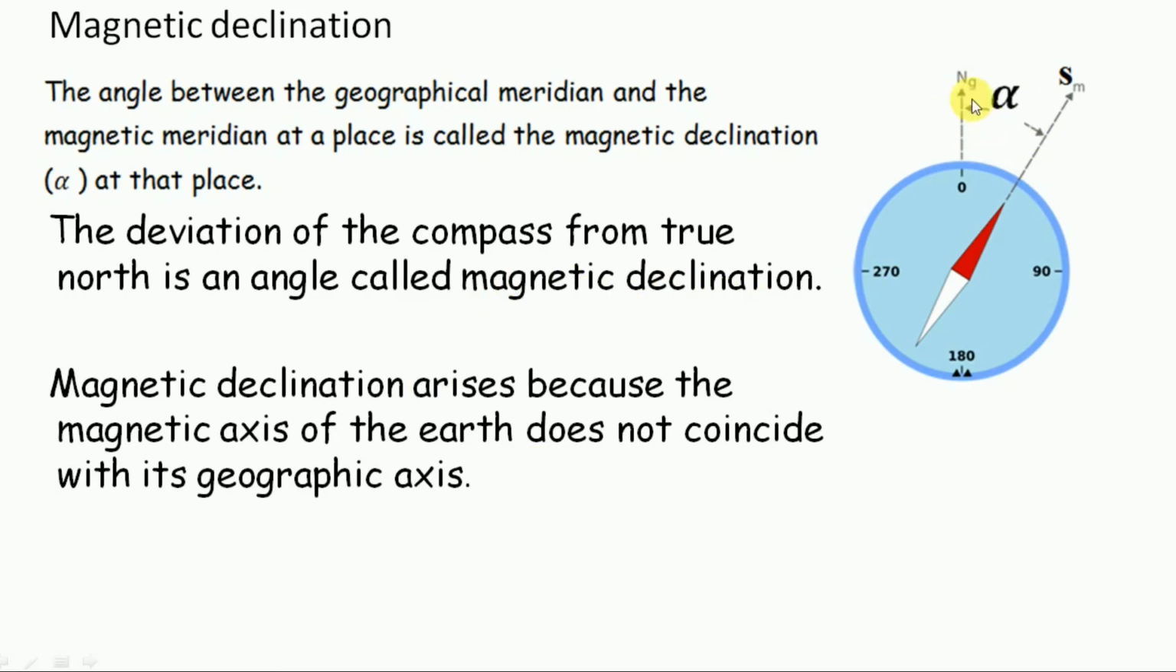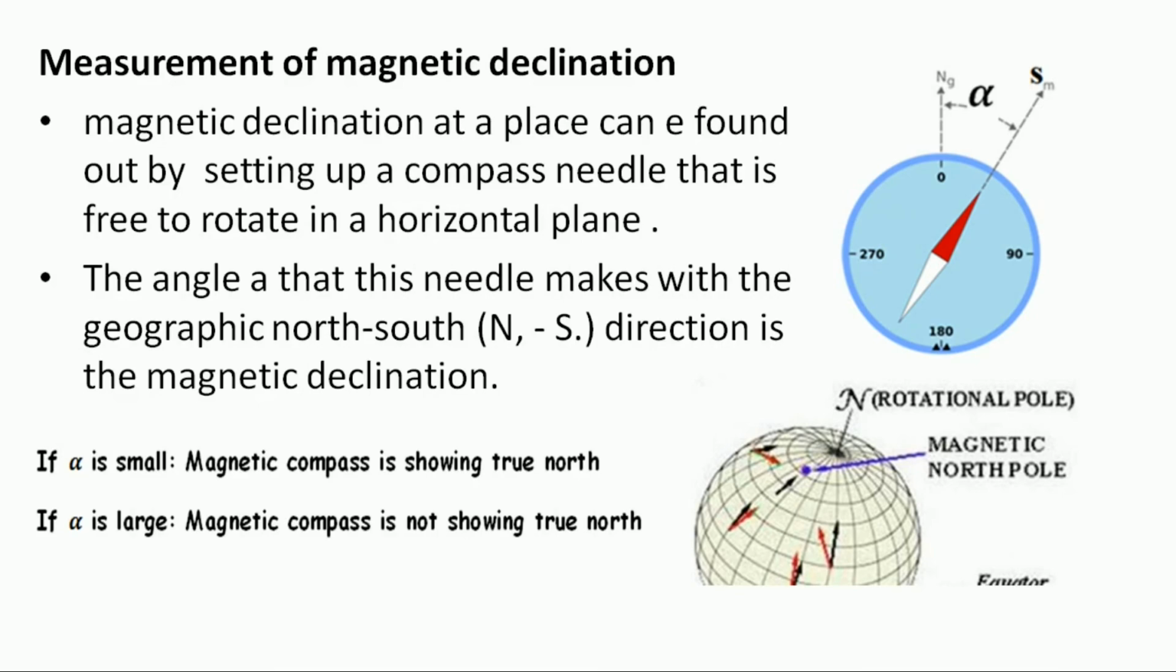And the reason we are having the magnetic declination is that the geographical north and the magnetic south do not coincide with each other. So in order to know the magnetic declination at a place, we have to keep a compass, and whatever angle the compass makes with the line joining the geographical north and the geographical south of the earth is magnetic declination. If magnetic declination is small, that means the magnetic compass is showing the true north, and if the angle of declination is large, magnetic compass is not showing the north pole of the earth.